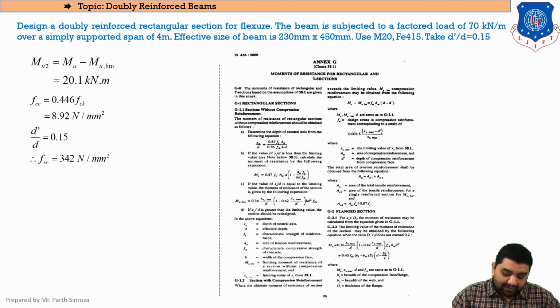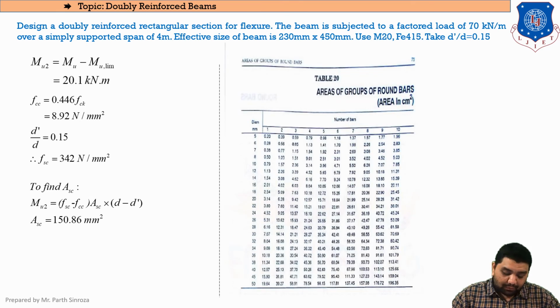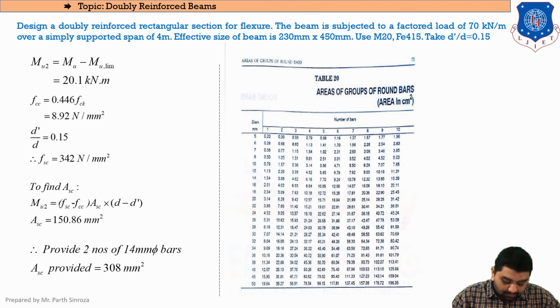Now we'll be finding the value of Asc from this equation. The Asc value comes across here as 150.86 mm square. After finding the value of Asc, we'll be providing the number of steel bars. From the steel table, we'll be looking for a value that is greater than 150. The value greater than 150 comes across in this case, that is providing two numbers of 14 mm, which comes to 308 mm square. So the total Asc that we will be providing is two numbers of 14 mm diameter.